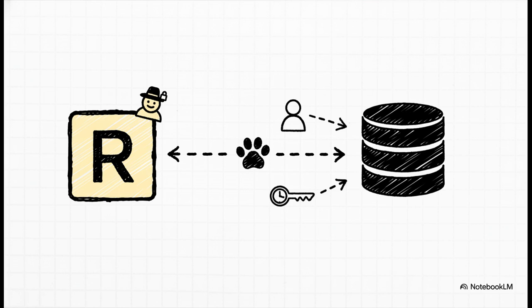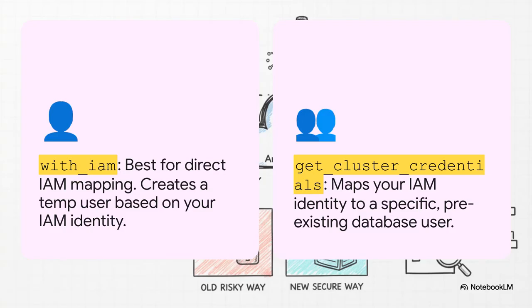We're going to use that Paws package again, but this time we're going to ask the Redshift service directly for a temporary username and password so we can get into the database. Now, you've got 2 main ways to do this. For most people, most of the time, getClusterCredentialsWithIAM is what you want. It just tells Redshift, hey, create a temp user for me based on my IAM identity. The other one, getClusterCredentials, is for more niche cases, like when you need to map your IAM identity to a database user that already exists.